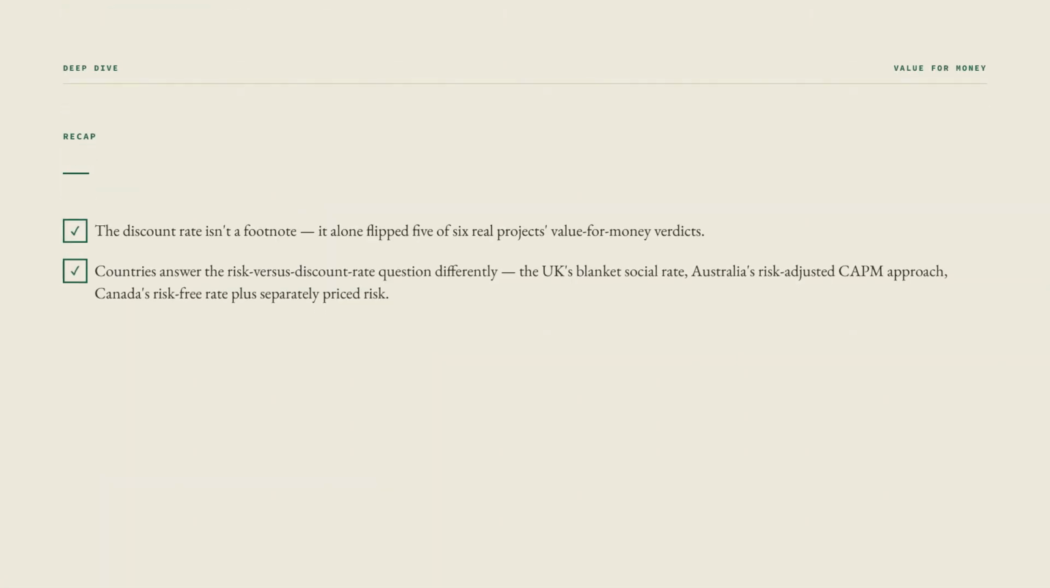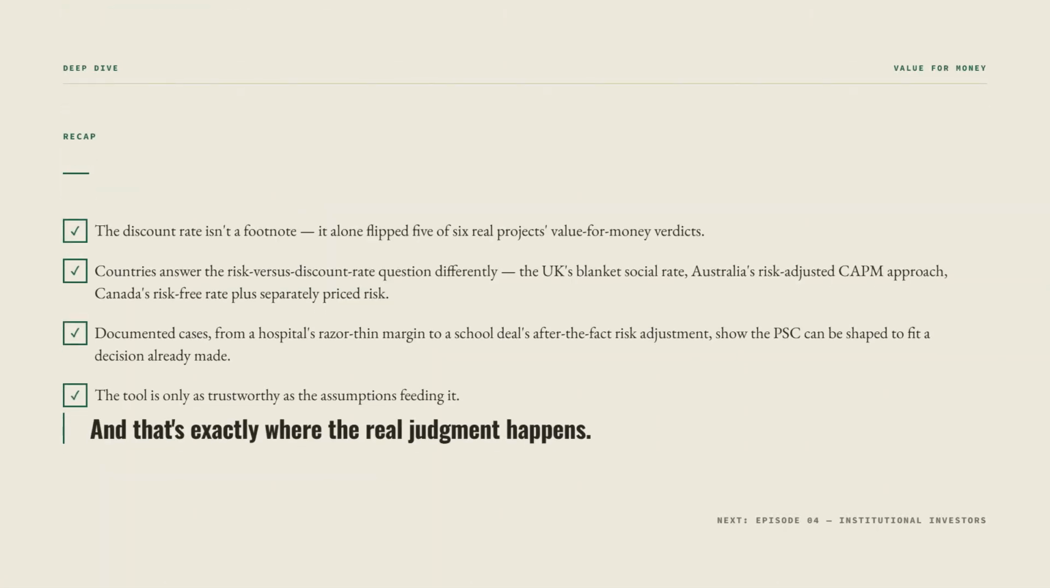Quick recap: the discount rate isn't a footnote. The National Audit Office found it alone could flip 5 of 6 real projects' value-for-money verdicts. Countries answer the risk versus discount rate question differently, from the UK's blanket social rate, to Australia's risk-adjusted CAPM approach, to Canada's risk-free rate plus separately priced risk. And documented cases, from a hospital's razor-thin margin to a school deal's after-the-fact risk adjustment, show the PSC can be shaped to fit a decision already made. The tool is only as trustworthy as the assumptions feeding it, and that's exactly where the real judgment happens.